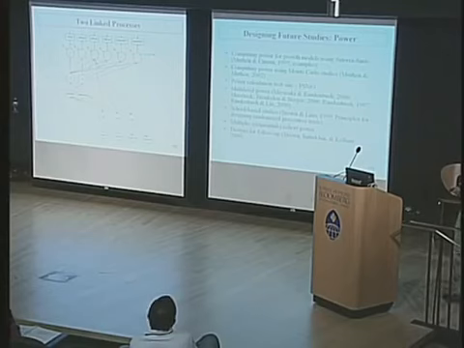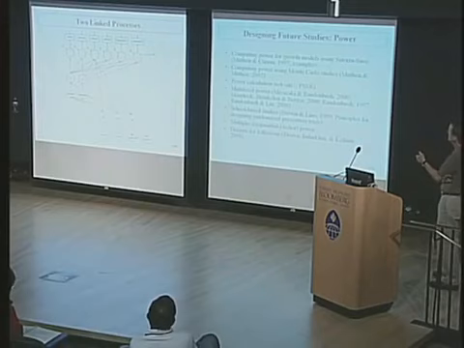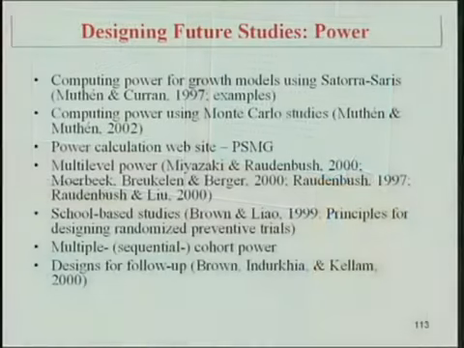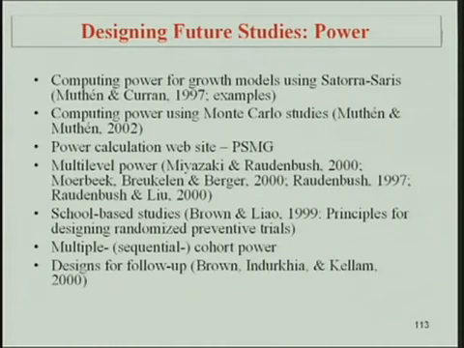There's a lot of writing on power in the literature. This Muthen and Curran Psychological Methods paper, by the way, included a section on power estimation, and he used a so-called Satorra-Saris method, which is described in the paper, and we have setups for it here in your handout.